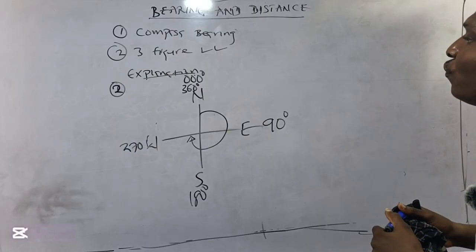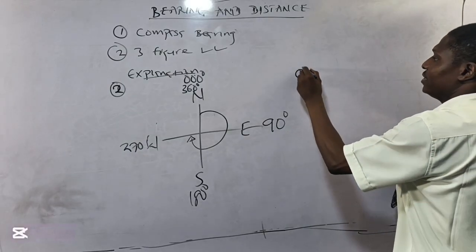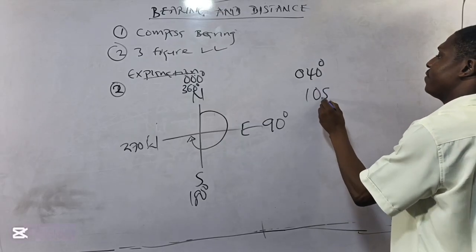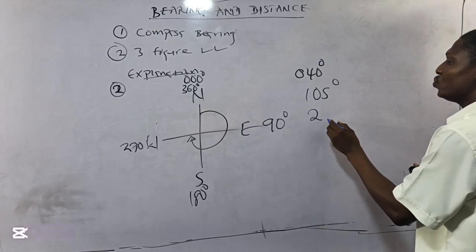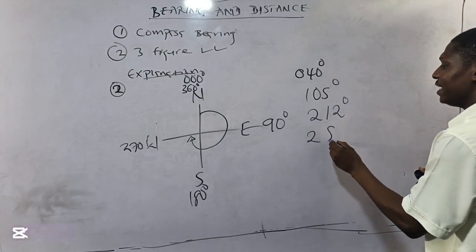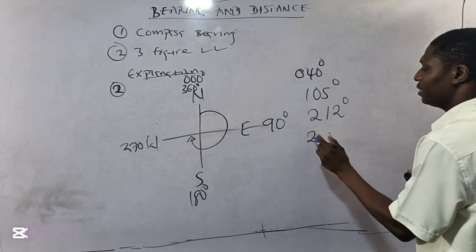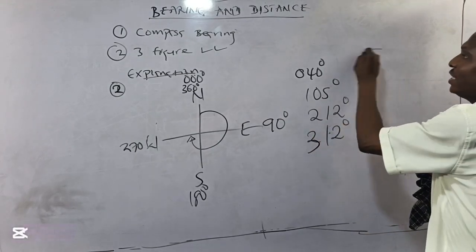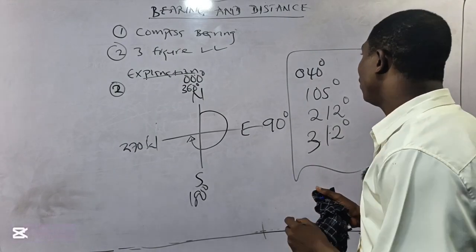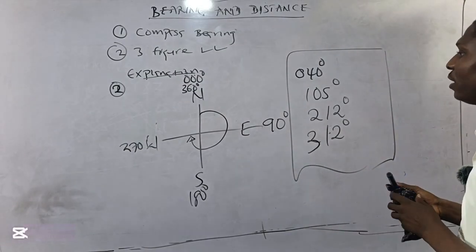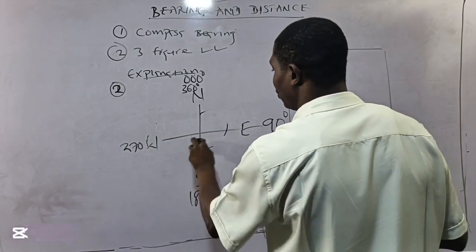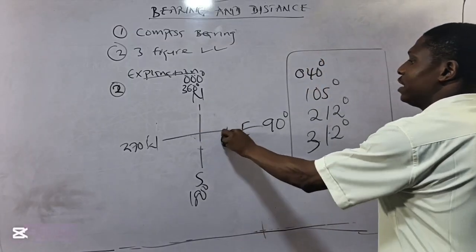So examples of three-figure bearing are 040 degrees, let me say 105 degrees, 212 degrees, 280, or let me say 312 degrees. These four bearings are examples of three-figure bearing. Now, how do we position them? Let's position them using the Cartesian plane.